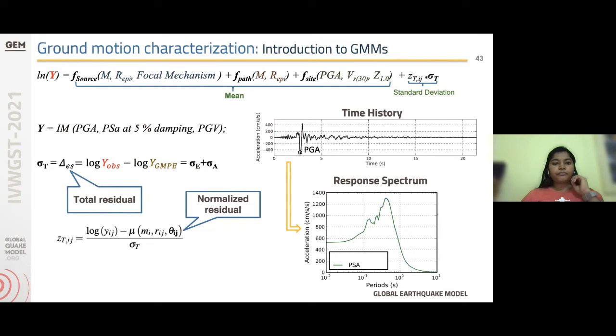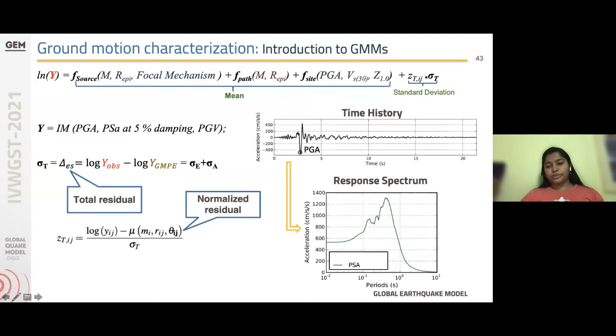So this is just a recap for those who are fairly new to ground motion modeling. The equation that you see here in the beginning, log of y, is a basic skeleton of a GMPE. There are different components that go into ground motion modeling: source characteristics, path characteristics, and site characteristics. These three components constitute the median or mean prediction, and that is always associated with some sort of standard deviation.